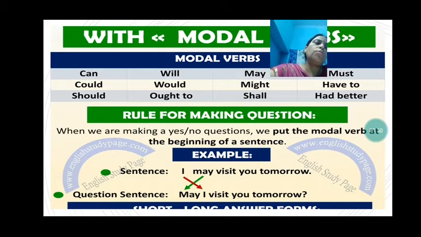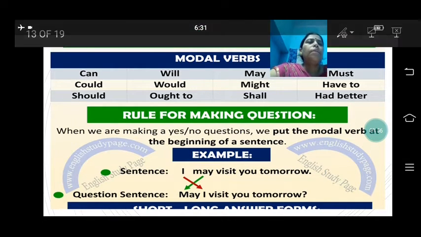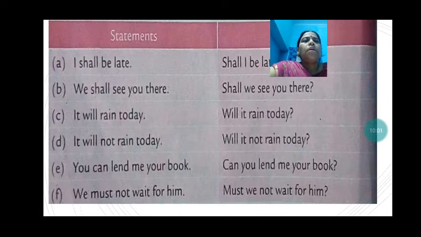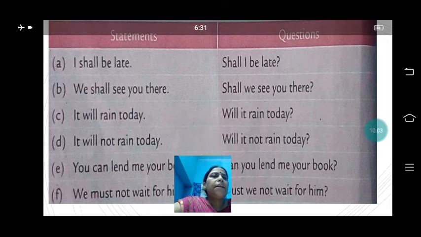I will visit you tomorrow. Will I visit you tomorrow? I must visit you. Must I visit you? Like this you can make the question with the modal verbs. Now see, I shall be late, shall I be late?